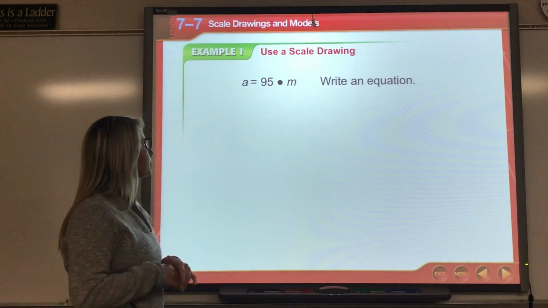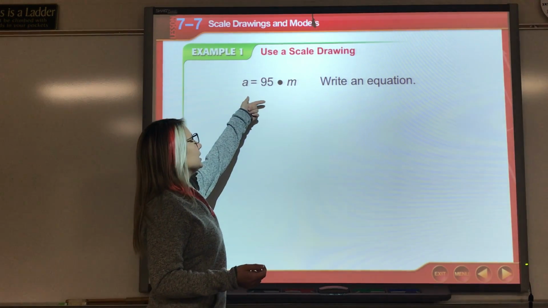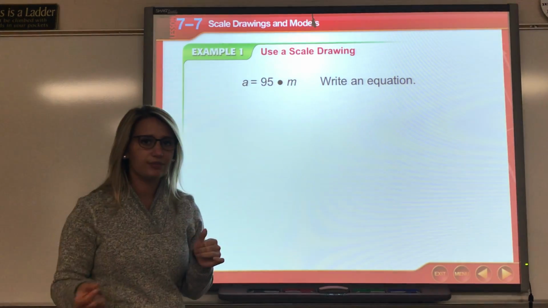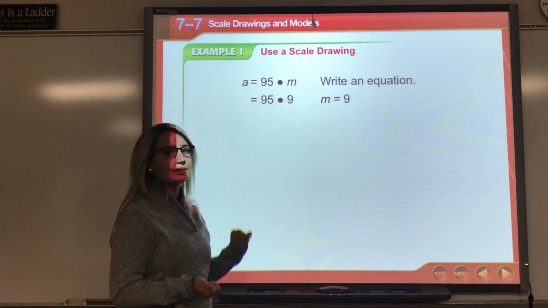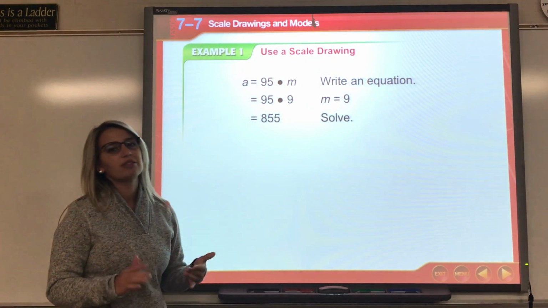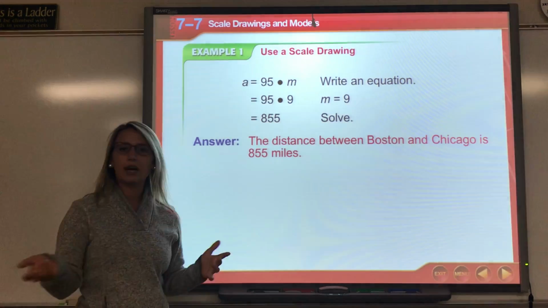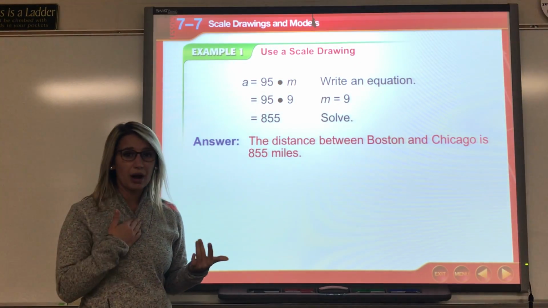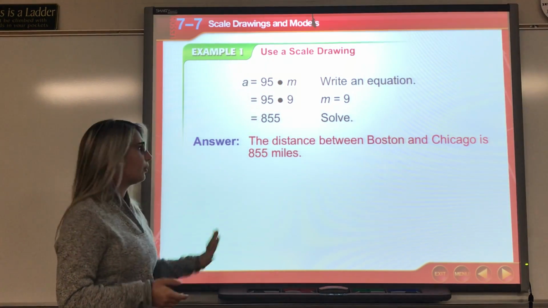Here on this page, we're going to write the equation. The actual distance equals 95 times the inches on the map. And the inches on the map was 9. So we go ahead and solve it, and we get 855. That's just a different way of solving it. Feel free to use whatever you want. I'm probably going to use the proportions. I think the textbook likes the equations a little better.